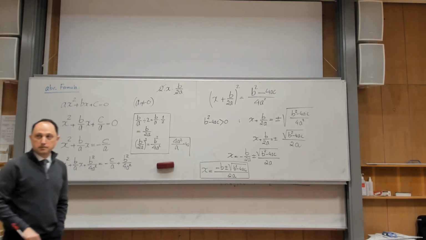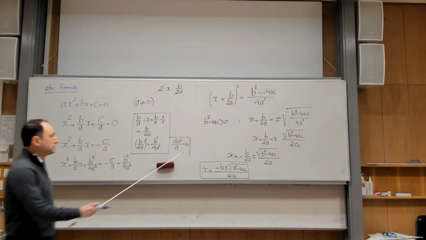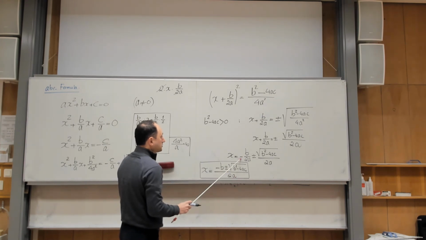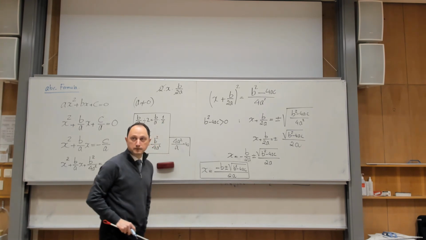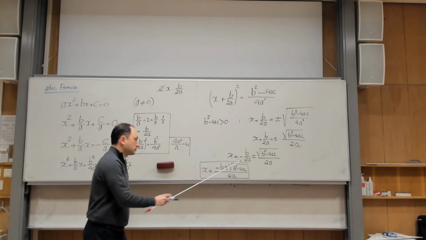Okay? Why did the b become minus? So this was positive. When I moved it to the other side, it becomes negative. And then when I take the common denominator, still this negative sign is for b. It was the b over 2a. Yes. It was minus b over 2a.